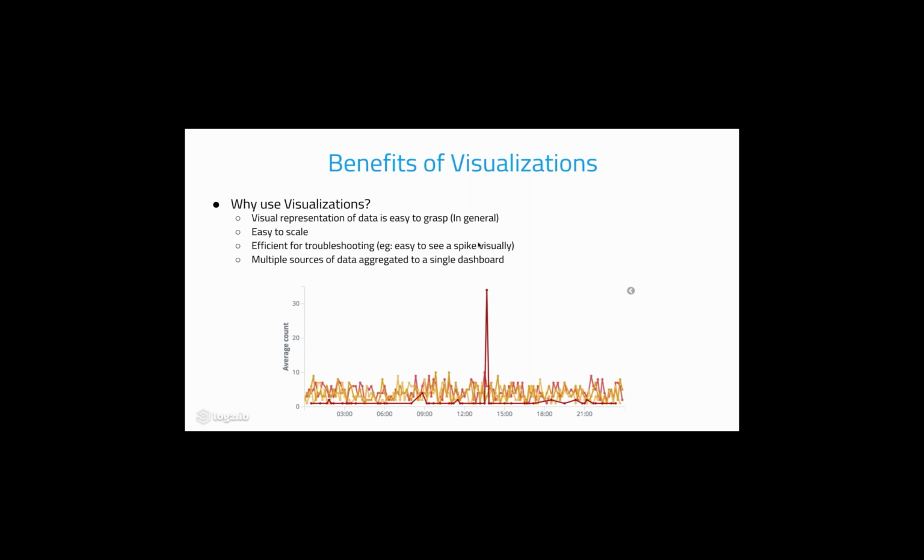So let's give a short recap of the previous visualizations webinar that we had. So why even use visualizations? Visual representation of data is easy to grasp. It will be much easier to find problematic spikes in a visualized way rather than through text. It's easy to scale, so no matter the number of logs that you send, Kibana will aggregate the data for you. It's efficient for troubleshooting, mainly at the initial parts of an investigation or at the end of them. And multiple sources of data aggregated to a single dashboard means you can create an overview of the health of your whole environment, including different types of logs in a single dashboard.